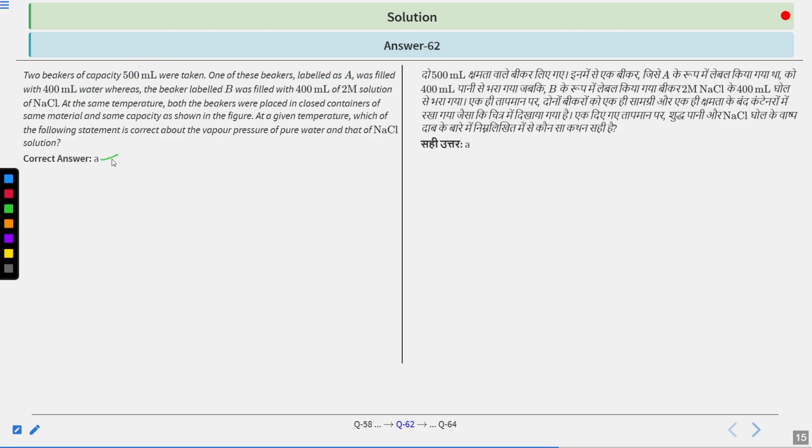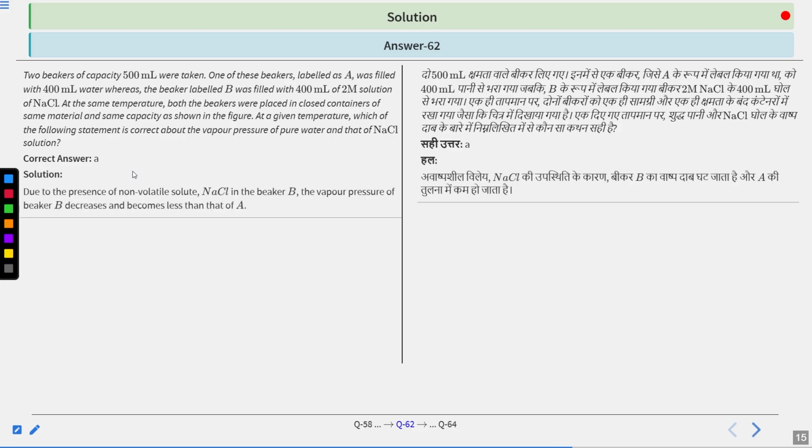So the correct answer is A. Therefore, the correct statement is A. The solution says that due to the presence of the non-volatile solute NaCl in the beaker, the vapor pressure of beaker B decreases and becomes less than that of A. So since NaCl is a non-volatile one, upon addition of this to the solvent, what does it decrease? It decreases the vapor pressure of the resulting solution.